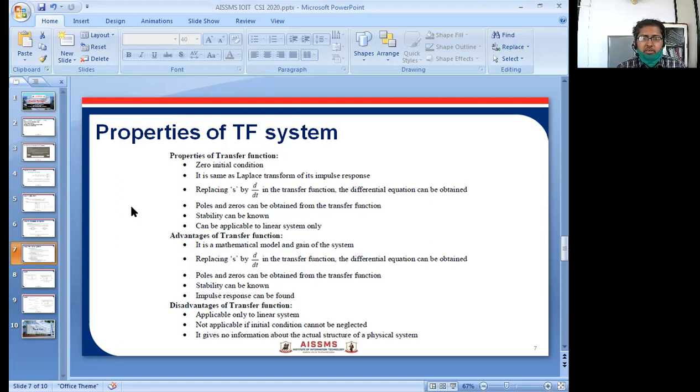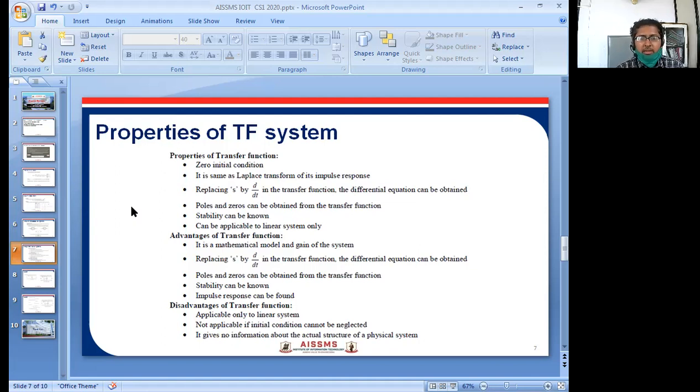Advantages of the transfer function: poles and zeros can be obtained from the transfer function. Then stability can also be found from the transfer function. And the mathematical model can be easily represented through this transfer function, and the impulse response can be easily found out.